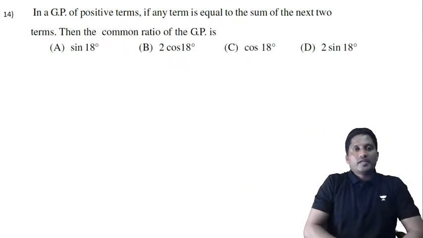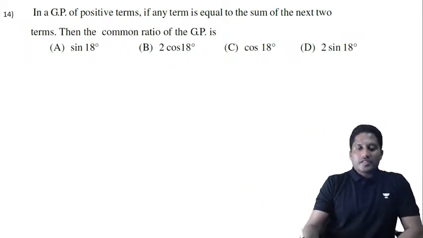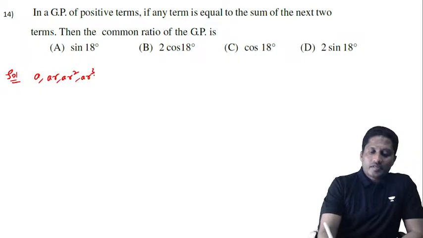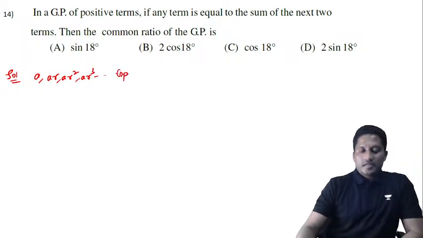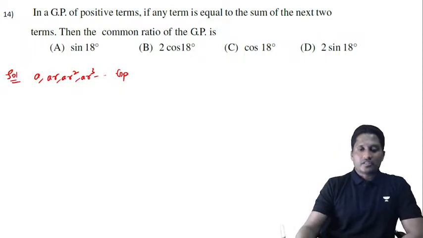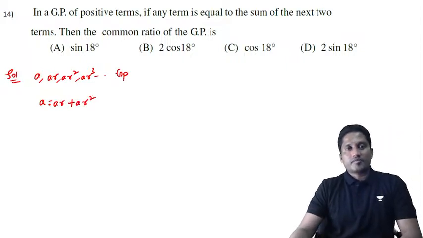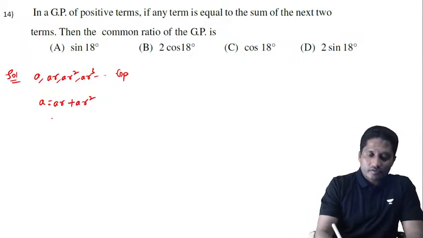Question number 14. In a GP of positive terms, the terms are a, ar, ar square, ar cube. This is in GP. In a GP of positive terms, any term is equal to the sum of the next two terms. So therefore, a is equal to ar plus ar square. Any term is equal to the sum of the next two terms. What should be the common ratio?